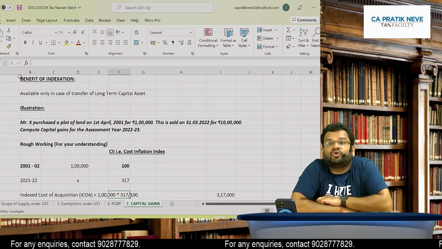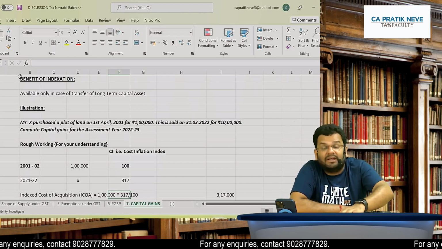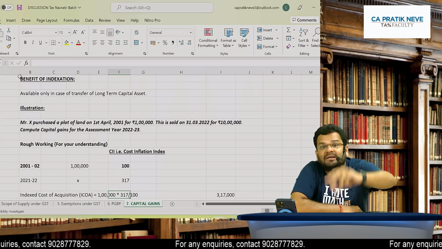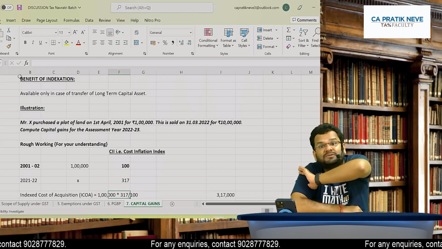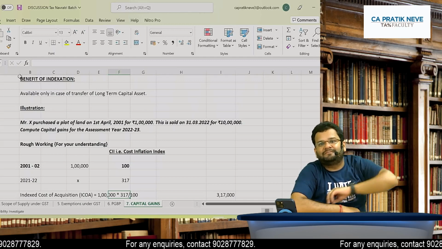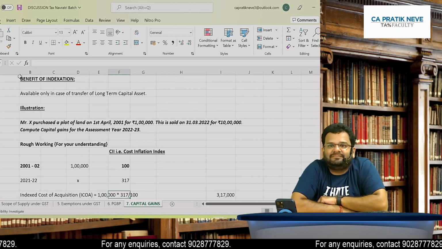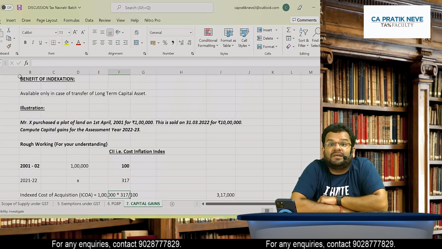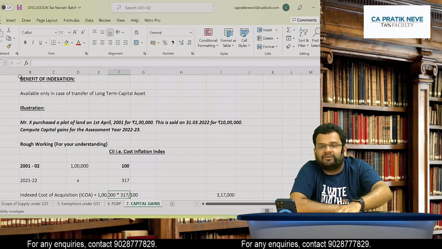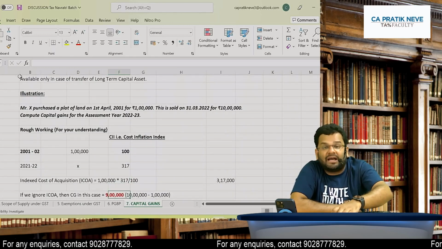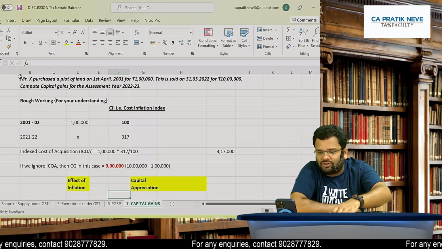Agreed? So automatically what indexation does is that it keeps inflation out from taxing. Is it clear? It keeps inflation out from taxation. Agreed? So see, I have given you that whole question also here.